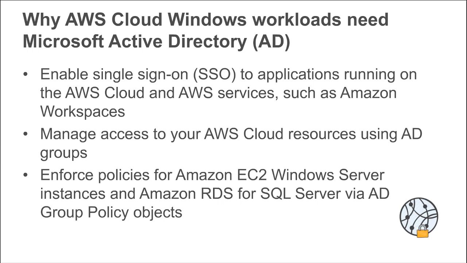Then the second thing that is really key for our customers is being able to manage and access your cloud resources using Active Directory groups and using the same familiar platforms that you've been using for years now. And the last one is you want to be able to enforce policies, whether it's for Amazon EC2 Windows Server or Linux. If you want to do RDS for SQL Server with AD group policies, domain integration, we have many features that are actually leveraging these AD platforms on AWS.